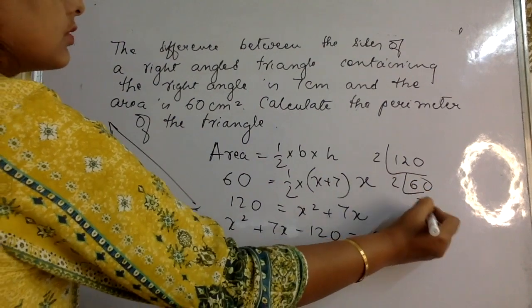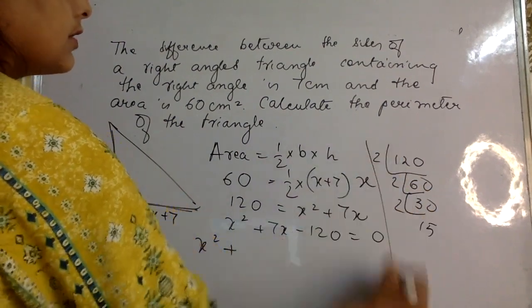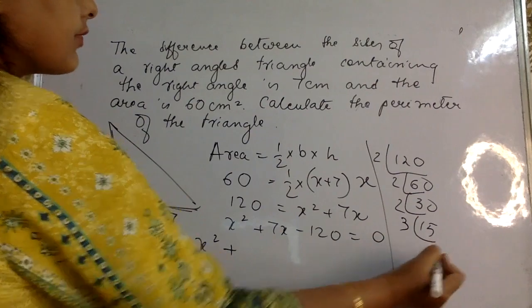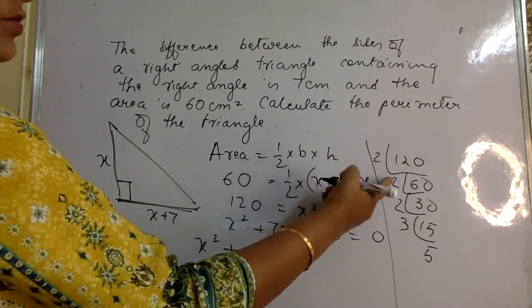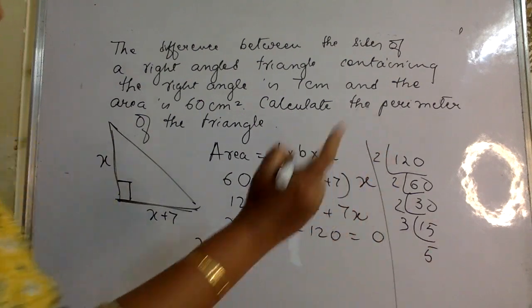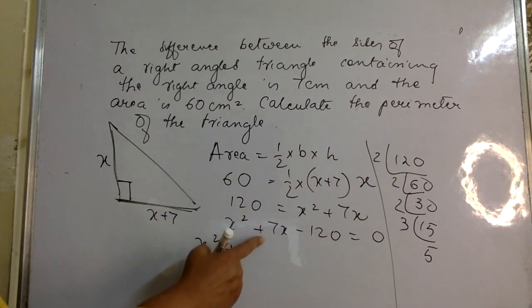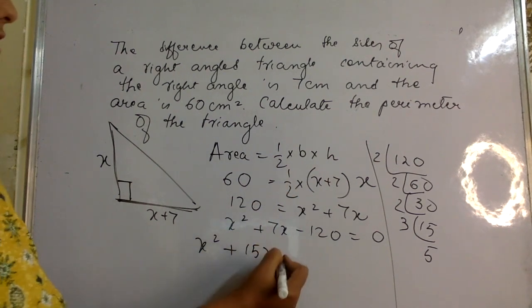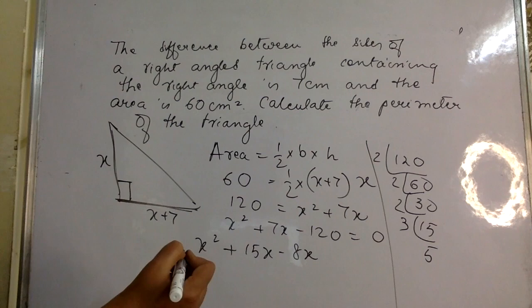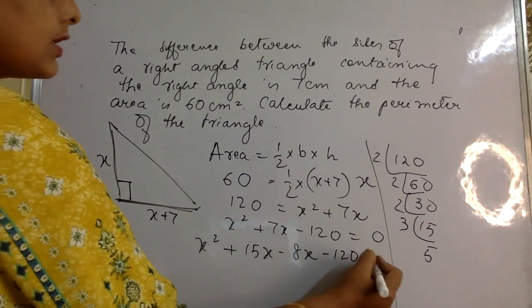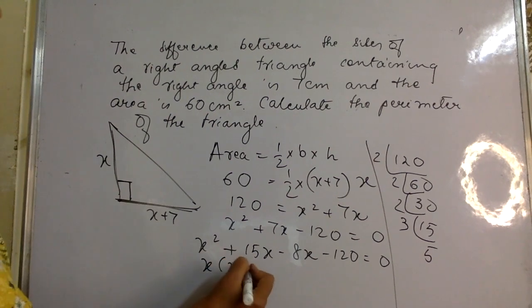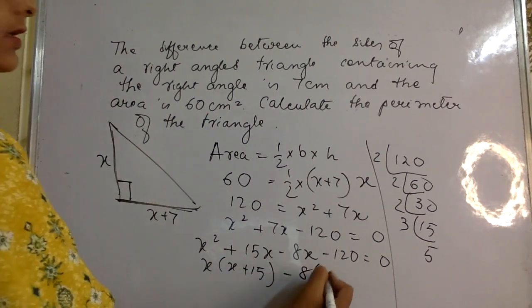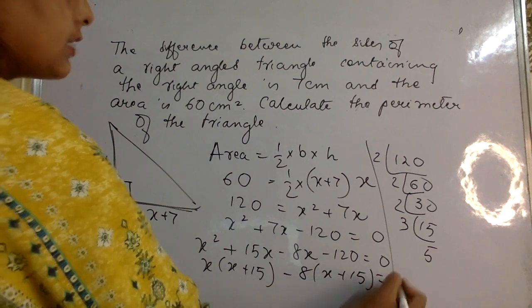2 into 60, 2 into 30, 2 into 15, and then 3 and 5. So I think I can take 15 and 8. 2 into 2 into 2 is an 8, 5 into 3 is a 15. So since here the term is positive, I will take plus 15x minus 8x minus 120 is equal to 0. Now I am factorizing, that's all. So x minus 8 times x plus 15 is equal to 0.